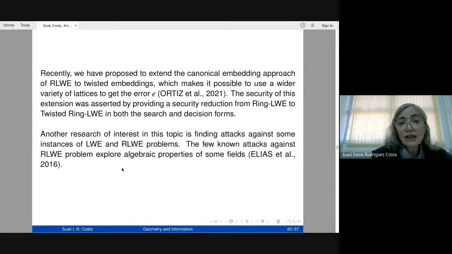Another interesting line of research in this aspect, for people who are interested, is that it is very usual in cryptography to look for lattices that can have some problems in security, right?